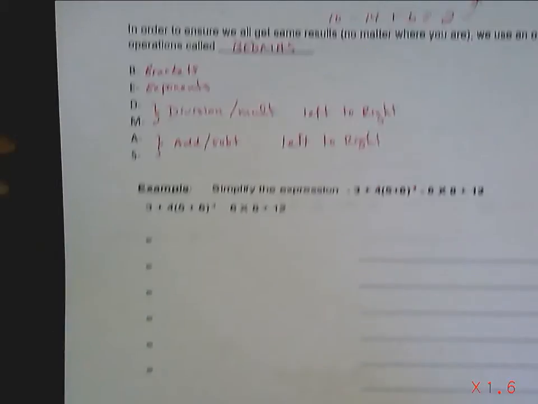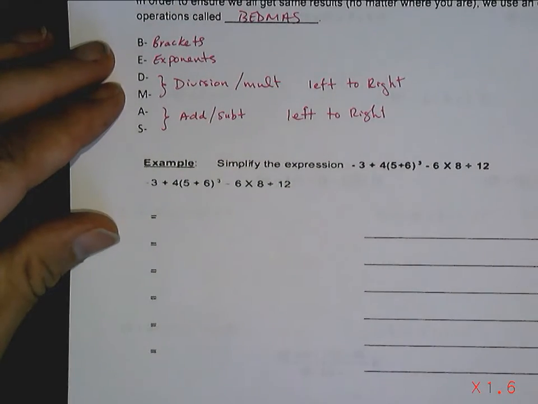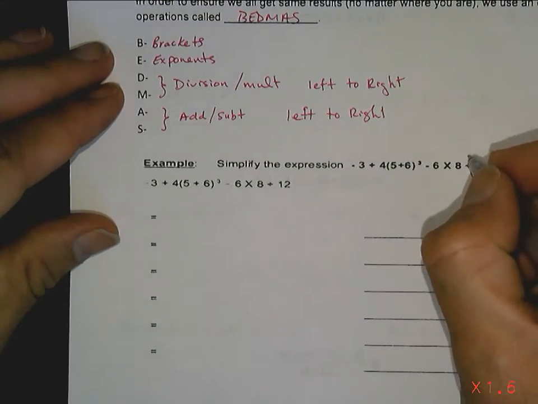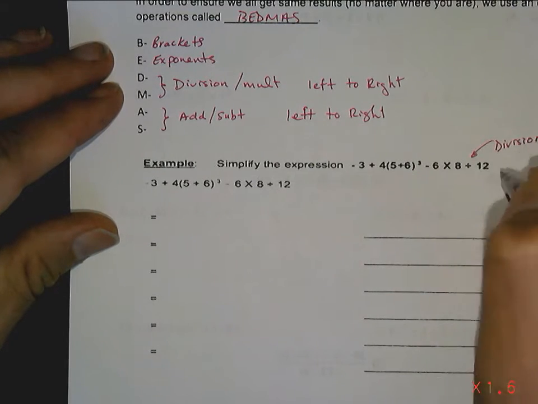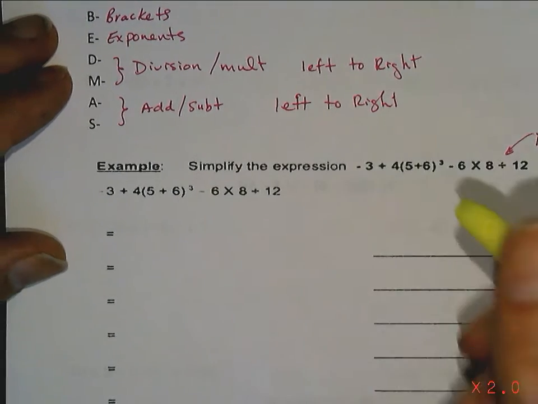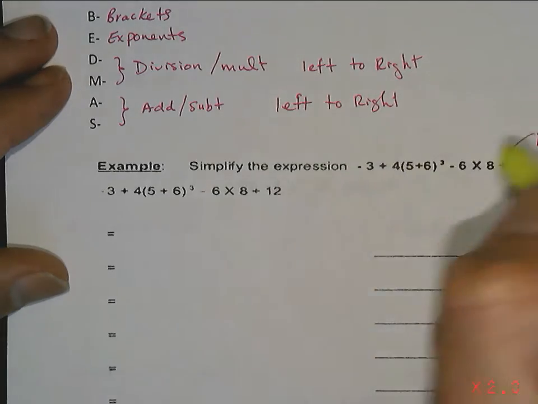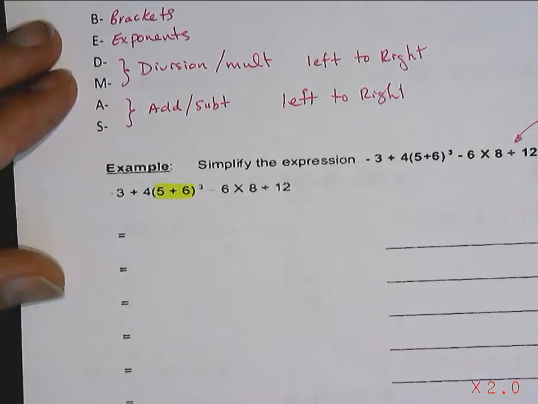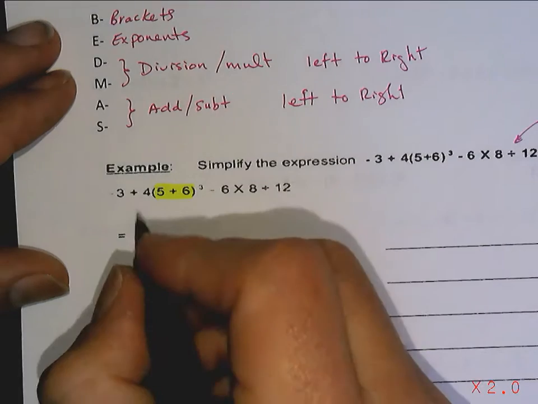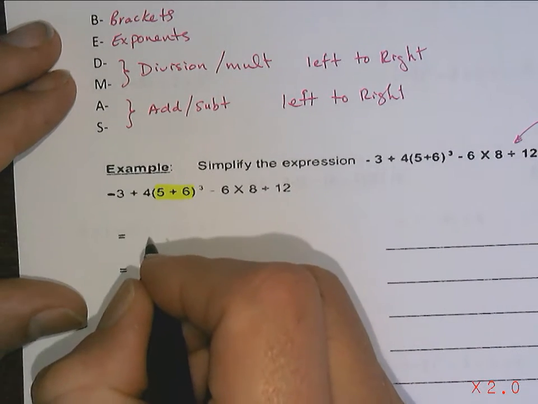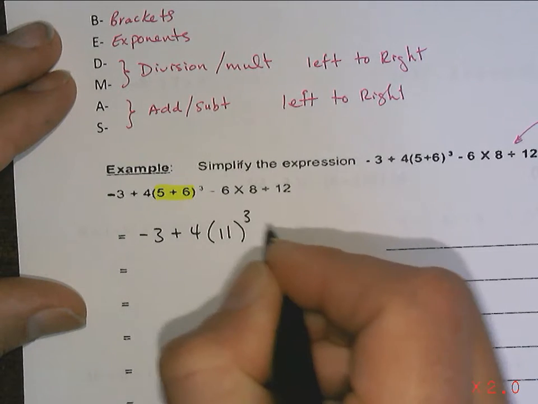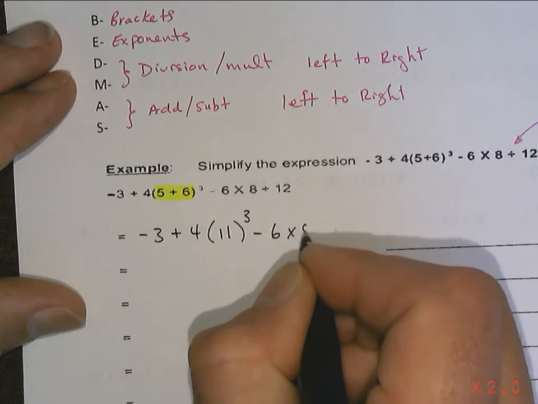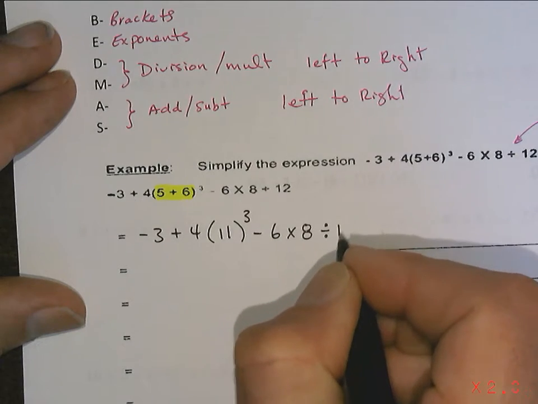So, let's take a look at this question. What do we do first? Now, first off, we better clarify this is a division sign, okay? So this is division. That is divided by 12. So let me make it a little bit bigger. The first thing we would do is take a look at what's inside the brackets. So we need to do 5 plus 6. That's a negative here. So that's going to be negative 3 plus 4, 11 to the 3, minus 6 times 8 divided by 12.